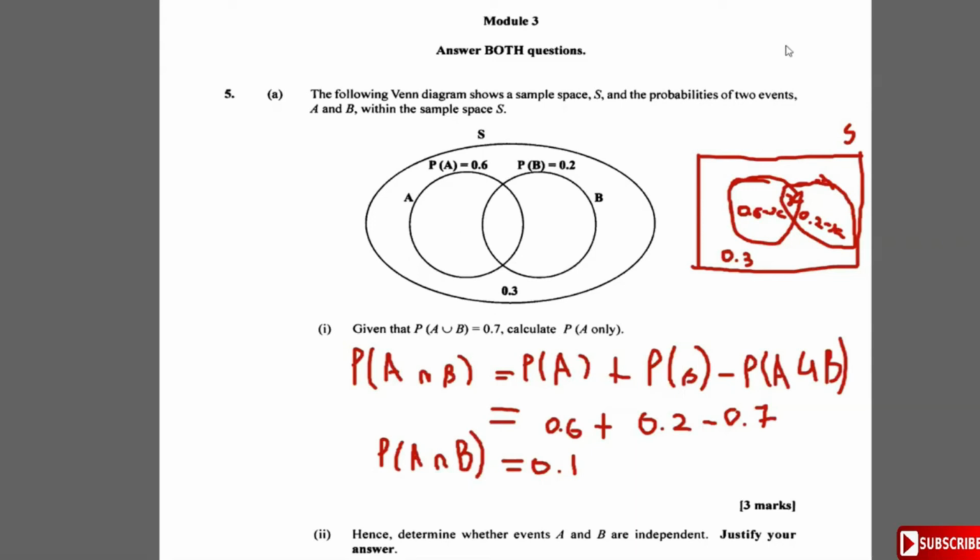Probability of A intersect B is 0.1. Now that we have the probability of A intersect B, the probability of A only is going to be equal to 0.6 minus 0.1. The probability of A only is 0.5. So that means that this part is 0.5. This intersection is 0.1. I didn't need the box, but I just feel nicer with the box.